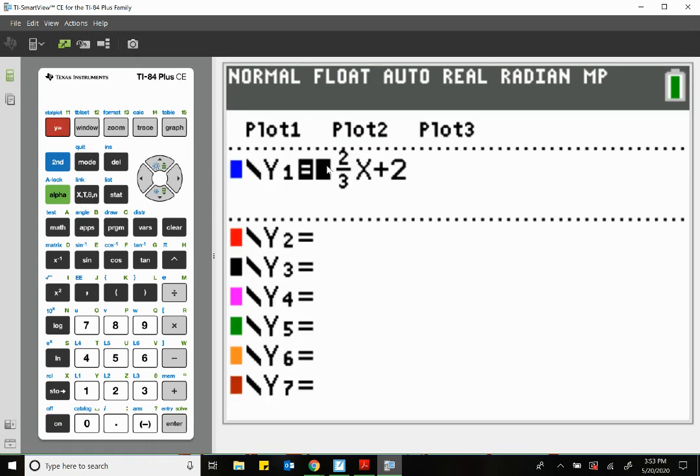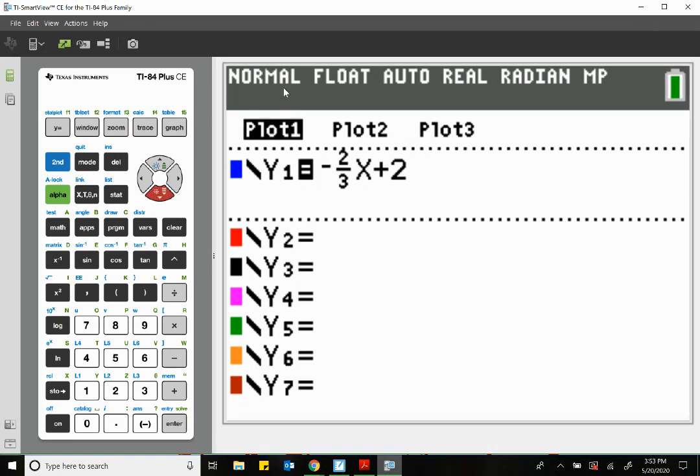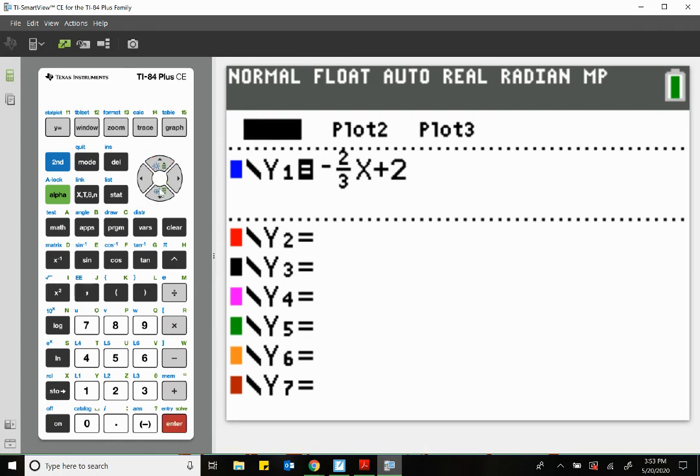Just one other thing. If you see any of these, plot 1s, plot 2s, plot 3s, and it has a dark box around it, you need to make sure that gets turned off. That means somehow these got turned on, and we do not want these turned on. So if you see a black box around these, scroll up to it, click enter to turn it off.